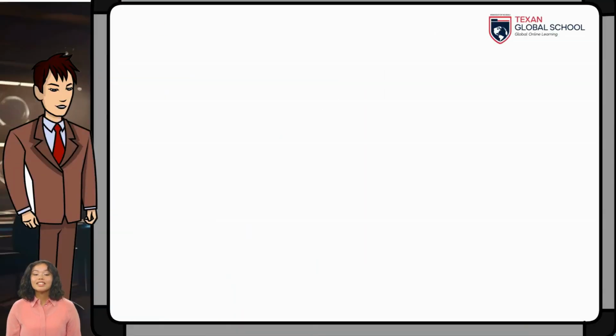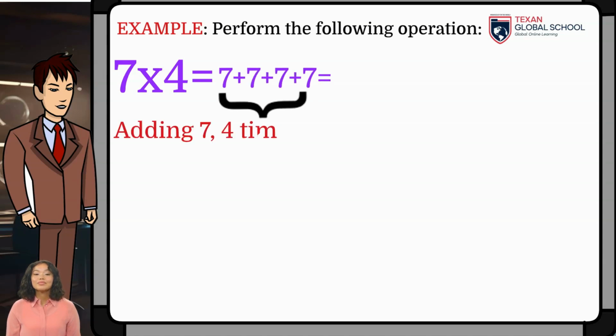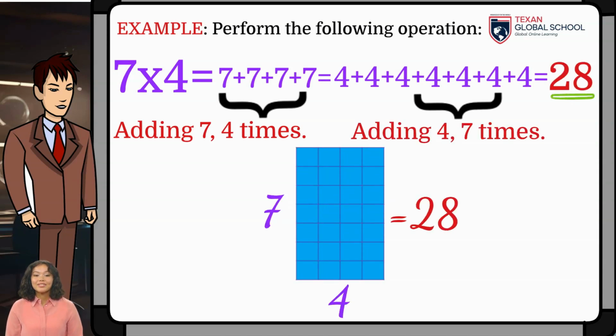Then, multiply 7 by 4. We add 7 4 times, or we add 4 7 times. Therefore, 7 times 4 is 28. The model represents 7 rows by 4 columns, so we have 28 ones. Thus, we conclude that 7 times 4 is 28.